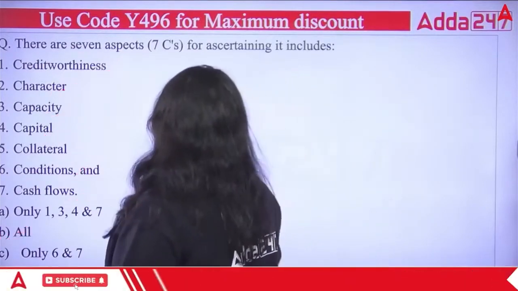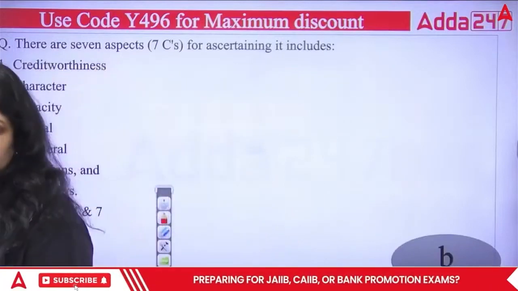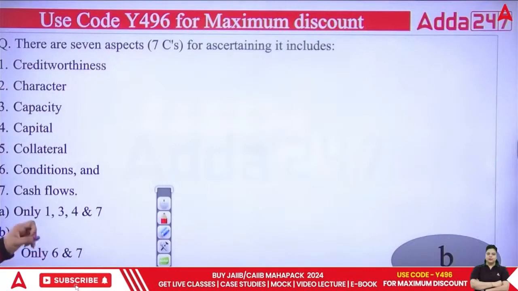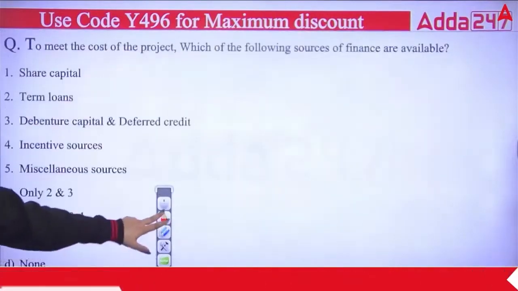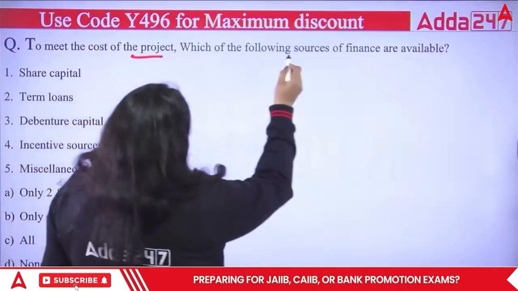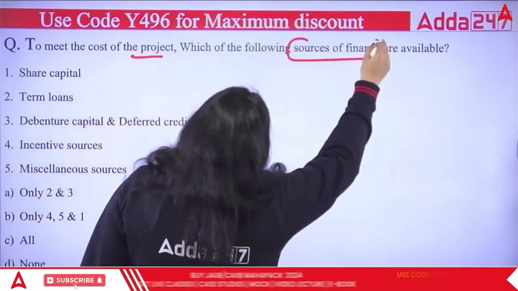All are the part of the 7 aspects. Okay, it means the right option will be B, that is all. Okay. Now, next we have a question that is talking about: to meet the cost of the project, which of the following sources of finance are available?